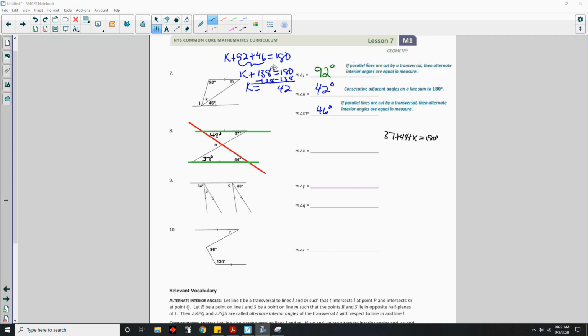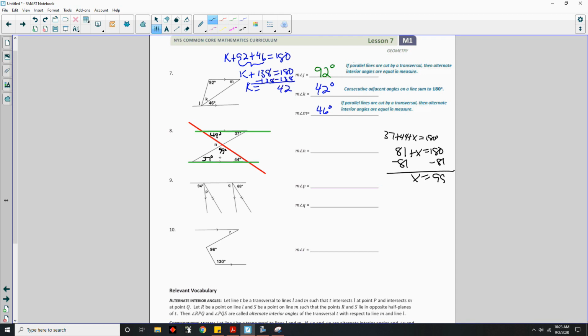Okay, move that over here so I had room. So then 37 plus 44: 7 plus 4 is 11, 4 plus 3 is 7, plus that carried 1 is 81, plus x equals 180. Subtract 81, and we get x equals 99. So this is 99 degrees.